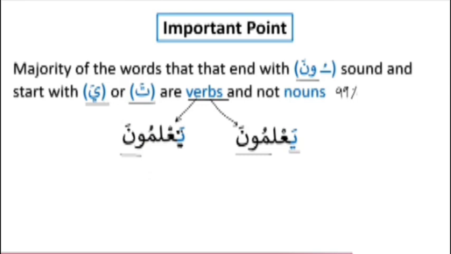And as we can see here, ya'lamuna starts with ya, and ta'lamuna starts with ta. So now how do we know that it's a noun or it's a verb? If I say mu'minun, is it a noun or a verb? Noun, excellent, because it does not start with ya and it does not start with ta.